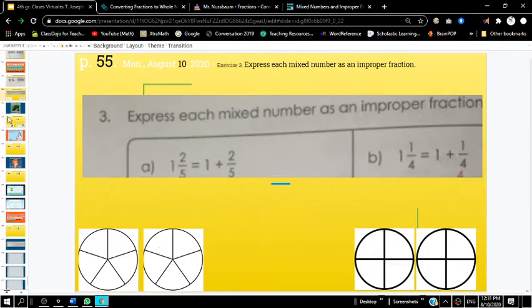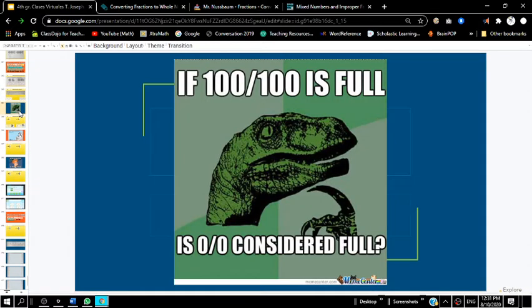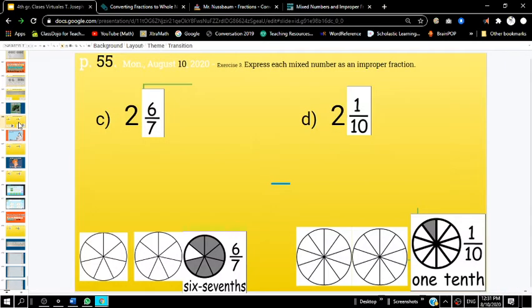Let's go on to the next problem, letter C. Before we do that, Mr. Joseph has a meme for you. The dinosaur says, if 100 over 100 is full, is 0 over 0 considered full? Well, of course, we know it's not. 0 over 0 cannot equal 1, but any number over itself always equals 1.